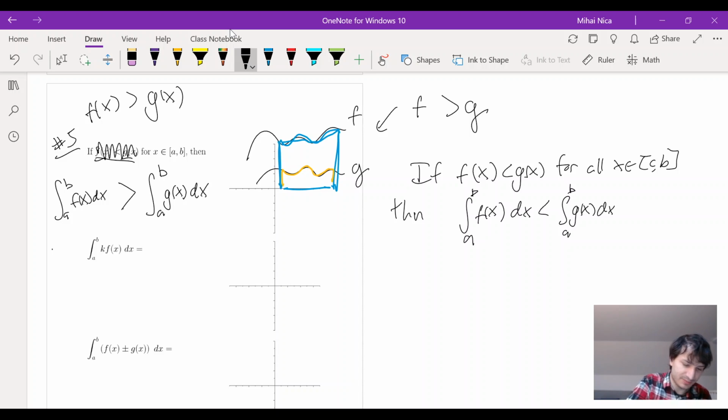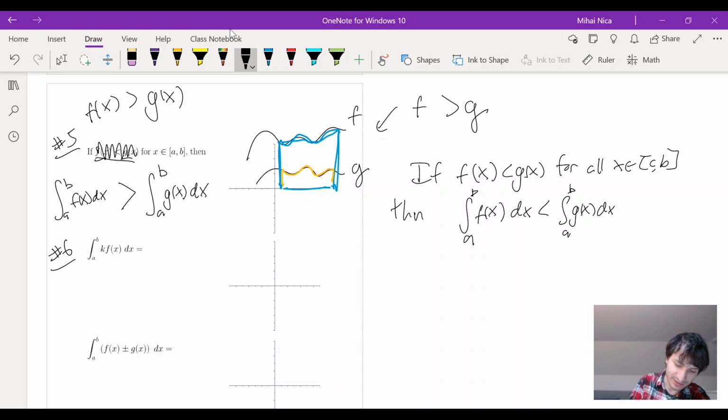The next one is multiplying by a constant. And just like everything else, you can prove it using limits. Why is it true? Well, limits also respect inequalities. That's why it's going to be true. Okay, let's move on to number 6. Property number 6 says, what happens if you multiply by a constant? So let's pretend k is a positive constant.